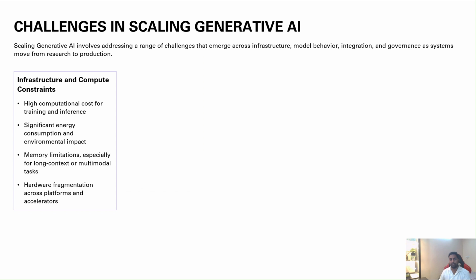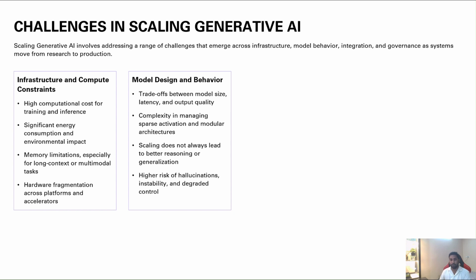And of course, the opportunity comes with complexity. As we attempt to scale the systems, we run into a range of challenges that span from hardware layer to organizational workflows. Let's break them down. So first, the infrastructure and compute constraints. Training and running large models demands massive computational power, which translates to high cost and significant energy use. And models with long context windows or multimodal capabilities push the memory to its limits, and with so many different hardware platforms like GPU, TPU, custom chips, managing compatibility is very difficult.